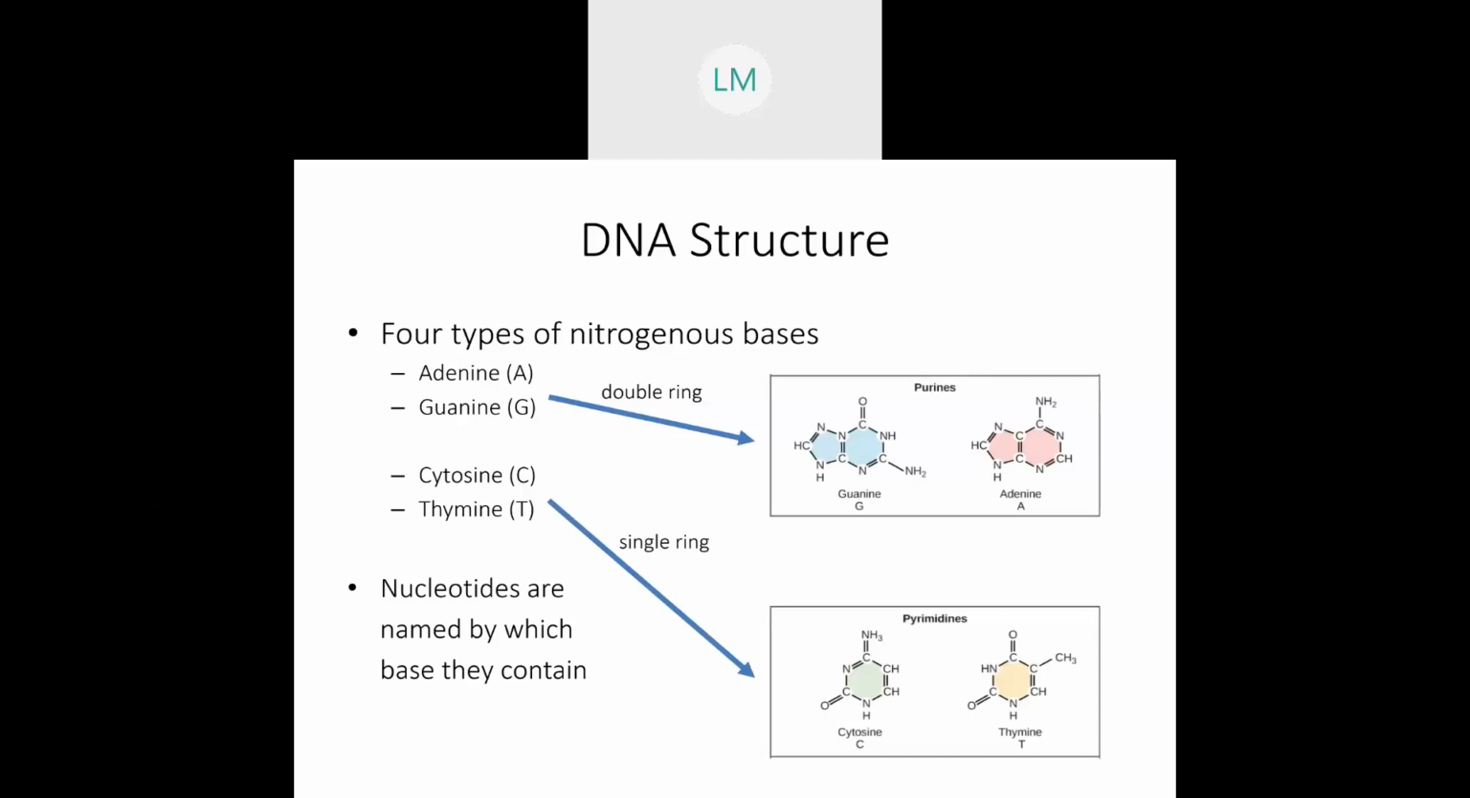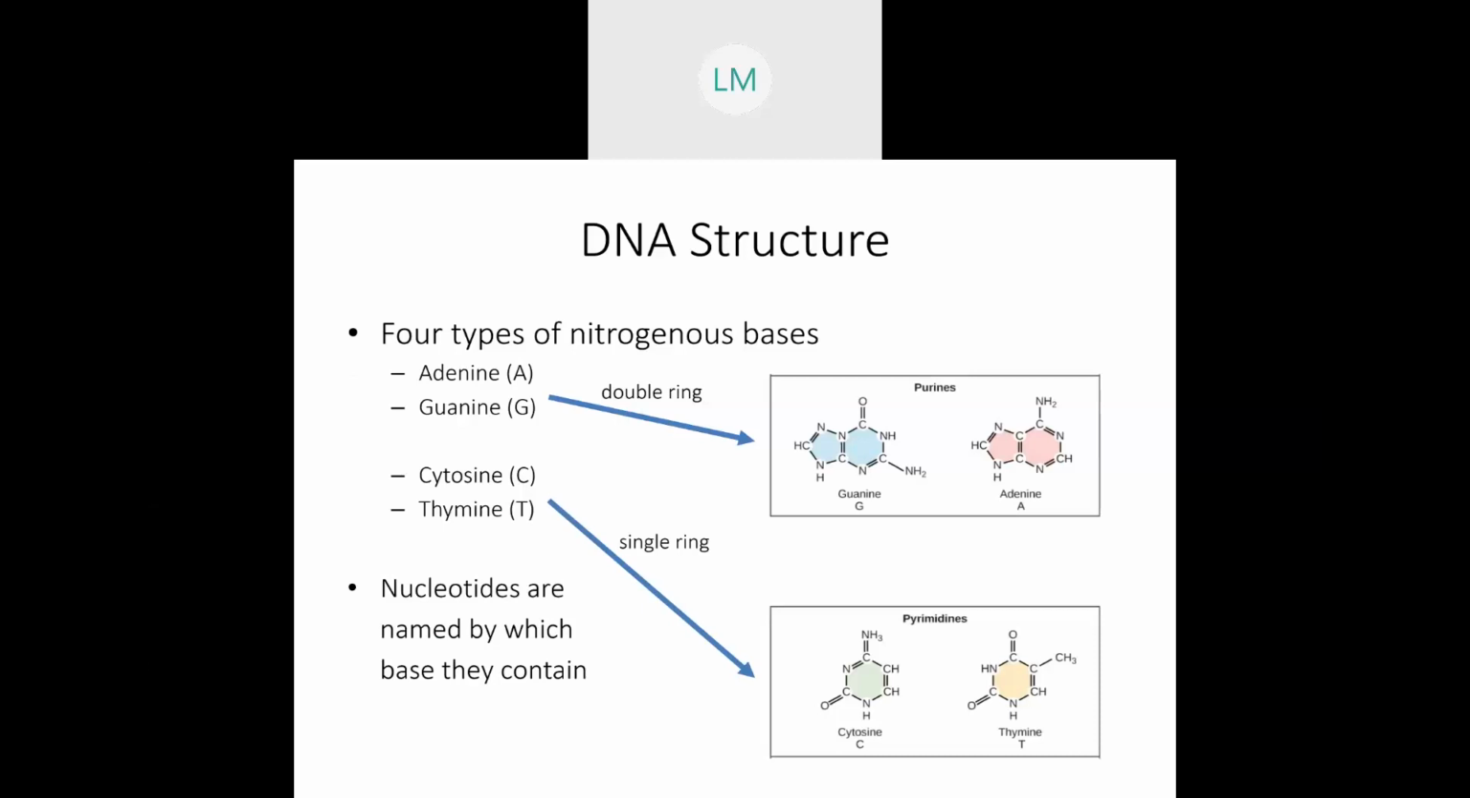So we have adenine and guanine. Those are often just shortened to A and G. And these are purines. These have 2 rings. These are a 2-ringed structure. You can see that there in the image. And then cytosine and thymine, or C and T, are the pyrimidines, and they have a single ring.